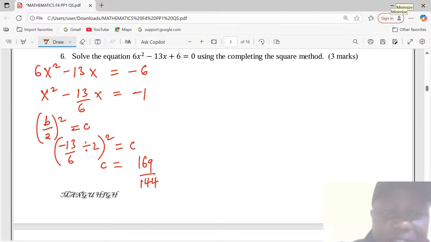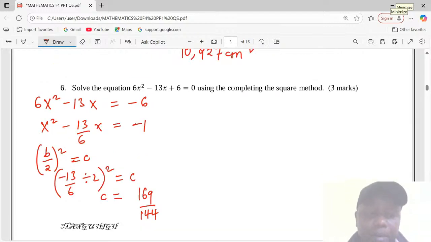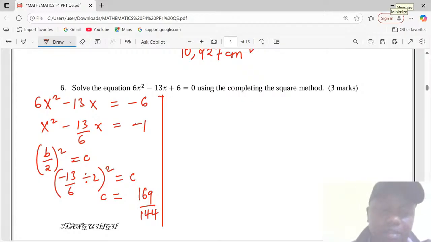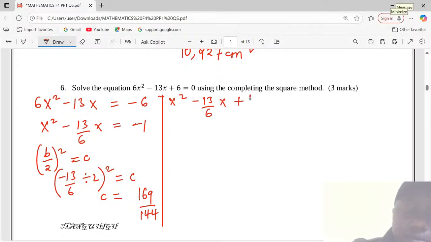So we add the constant to both sides now. Remember, by doing that, the left-hand side will have become a perfect square. So now we are talking about x squared minus 13 over 6 x plus 169 out of 144 equals negative 1 plus 169 over 144.